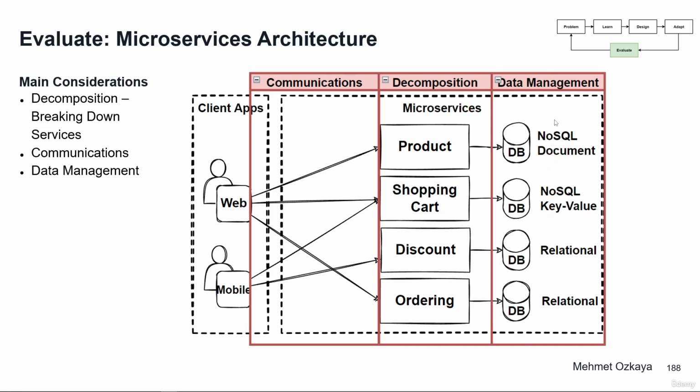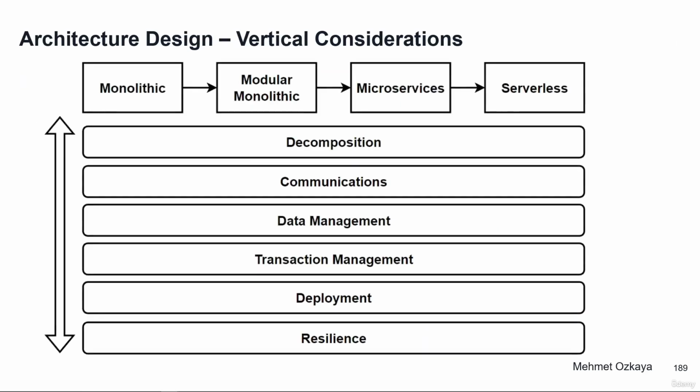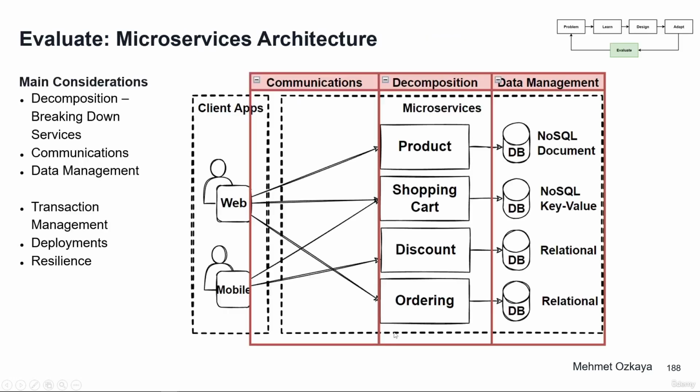After that, we will consider some other topics: transaction management, which will be distributed transaction management, and microservices deployments and microservices resilience. This means we should evaluate and concentrate on all these topics one by one. Here you can see our vertical consideration list when we design any architecture: decomposition, breaking down the microservices, communications, data management, distributed transaction management, deployment, and resilience. In this order, we should start with microservices decomposition, communications, and data management. After that, we will see transaction management, deployment, and resilience.